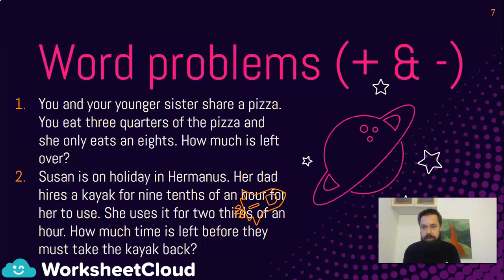So firstly, you and your younger sister, you might not have a sister, but we're just doing a word sum. You and your younger sister share a pizza. You eat 3/4 of the pizza. Okay, that's important. That's a number. 3/4. And she only eats 1/8. Oh, that should be 1/8. I think that was autocorrect. So that's another 1/8. N being 1, so 1/8. And the question is, how much is left over?